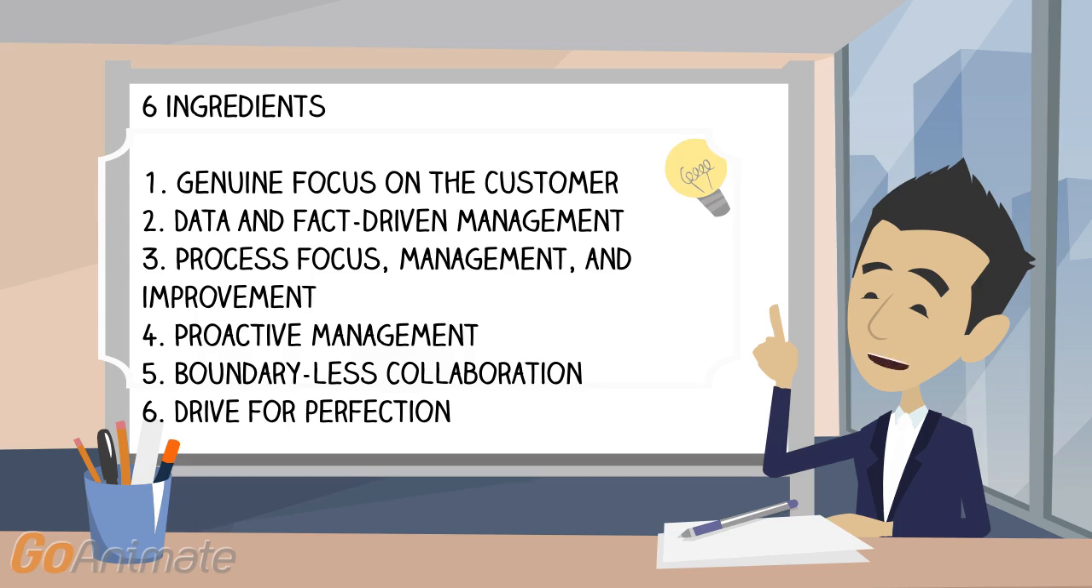Next, data and fact-driven management. Six Sigma requires that we measure and understand how we are doing relative to customer requirements. We then determine what data we need to collect to dig deeper into understanding the gap between our current performance and what the customer requires. Third, process focus, management, and improvement. We focus on the process as key to meeting customer requirements. In other words, we work on mastering and improving processes to build a competitive advantage.